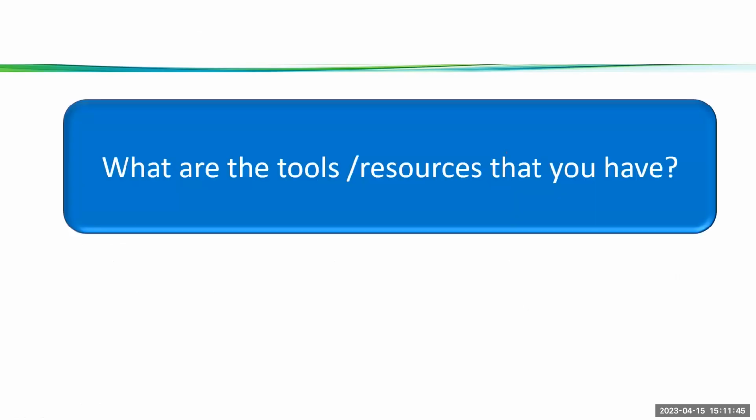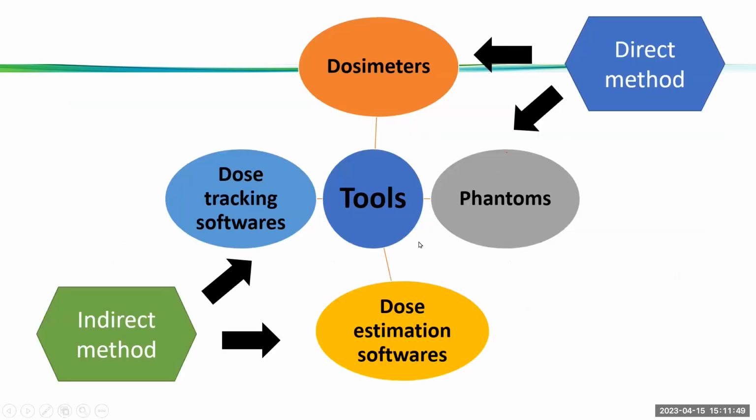So next, we'll talk about what tools and resources you have. What I mean is that I'll consider tools like dosimeters and phantoms. If you have suitable, appropriate dosimeters and phantoms, you can do direct measurements. If you don't have these, but you have things like dose tracking software or dose estimation software, you can do an indirect method of estimation of dose.